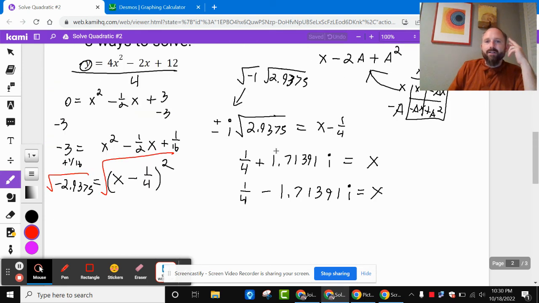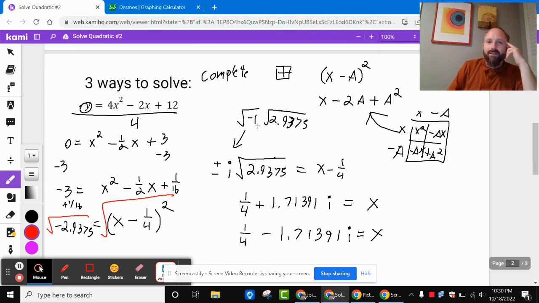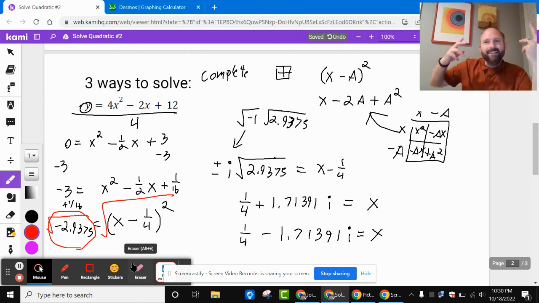Same with the top one right here. Once we see this negative 2.9375, I should have made that negative 2.94, but once we see that, we understand, hey, can't have negative square roots. It's not possible. It's imaginary. Game over, man. We have an imaginary root. We solve for the imaginary root, but we understand that there's no real roots.